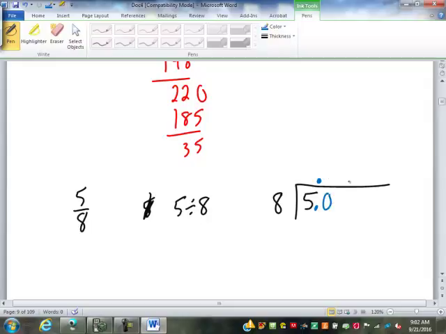Does 8 go into 50? Yes. How many times? 6. 6 times 8 is 48. We're left with 2. Now we can add another 0 and bring it down. Does 8 go into 20? Twice. 2 times 8 is 16. That leaves us with 4. Add another 0 and bring it down. 8 into 40? 5 times. 0.625. Not so bad.